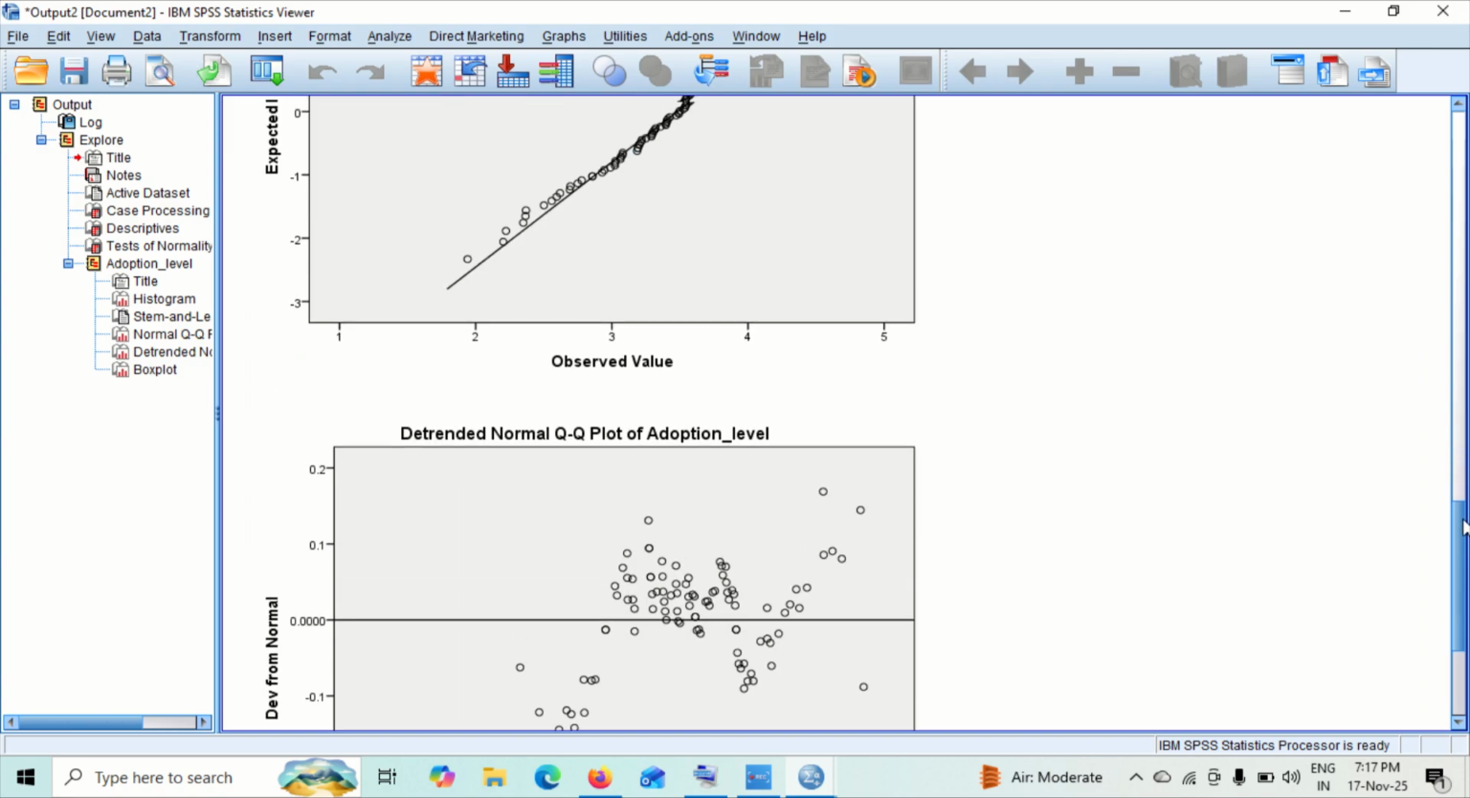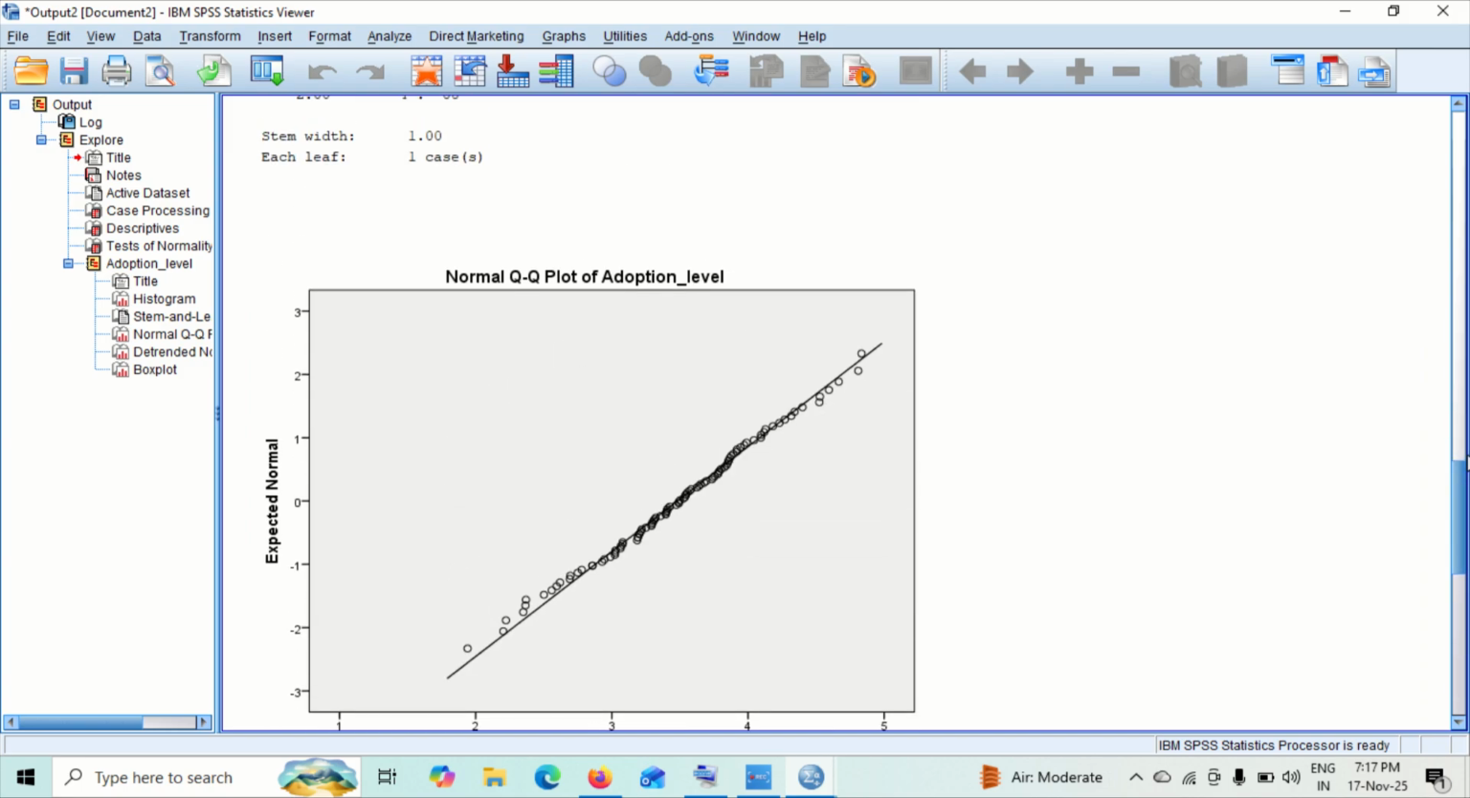And moving to the normal QQ plot. Here we can see that all the points in the plot closely follow the straight line. This indicates the data for adoption level is approximately normally distributed. Deviation from the line at the end could suggest a minor departure from normality in the tail, but overall the data looks like a normal distribution.